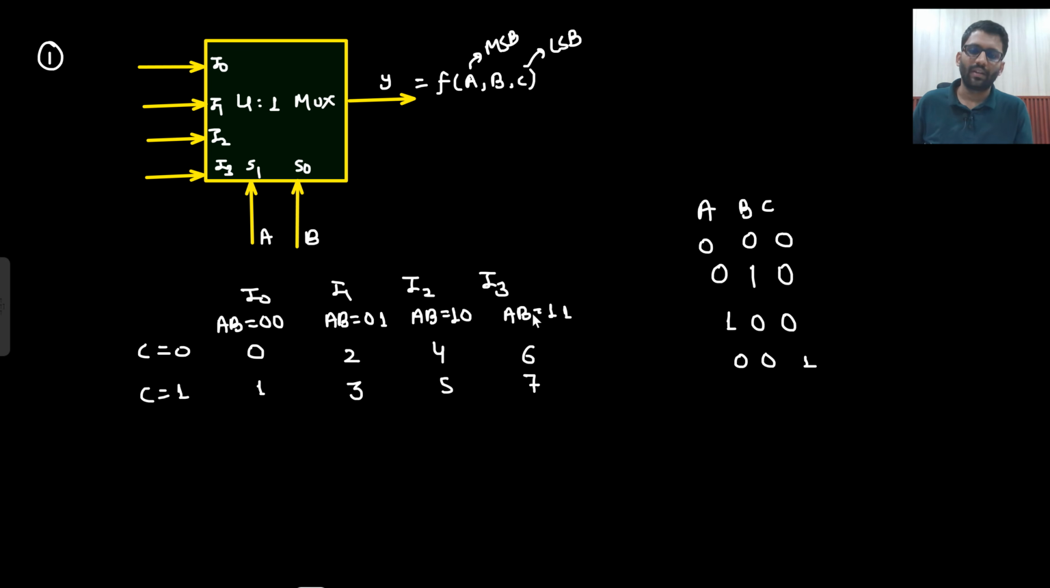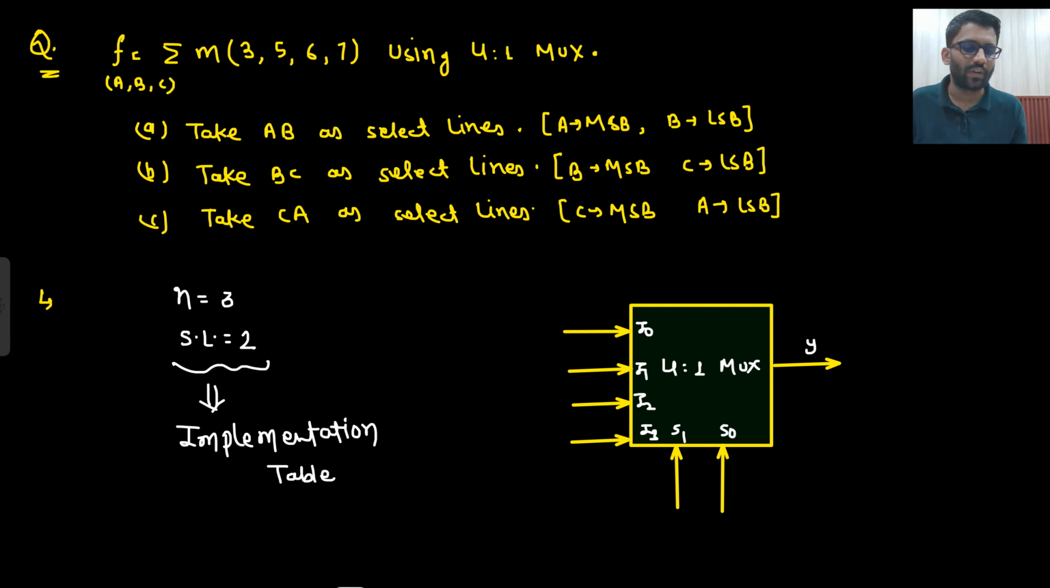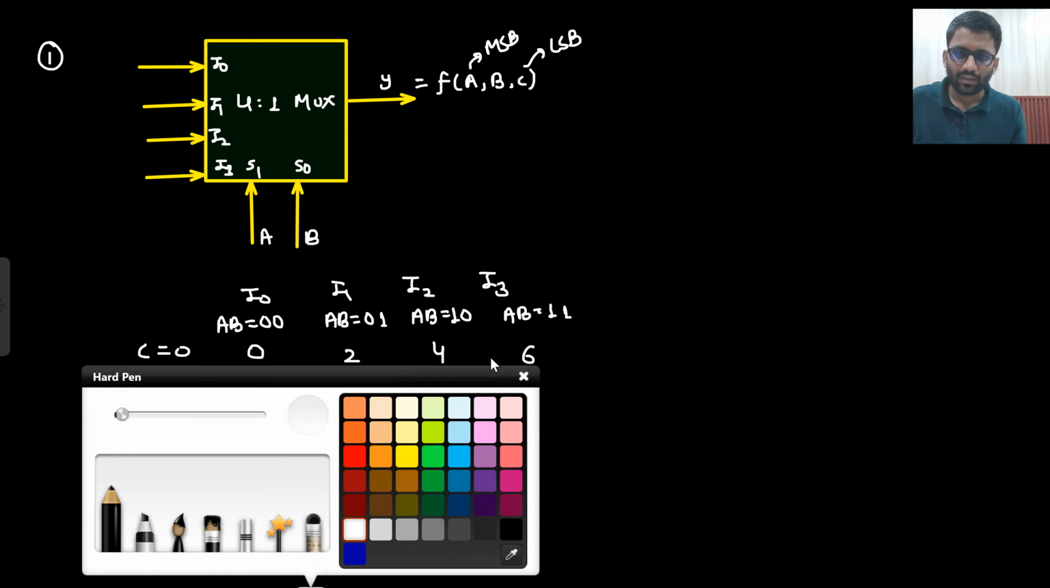This is how it will be repeated. Whenever you are writing down these values, you will see a pattern: 0, 1, 2, 3, 4, 5, 6, 7. Now what all minterms are there which I need to find? The minterms are 3, 5, 6, 7.